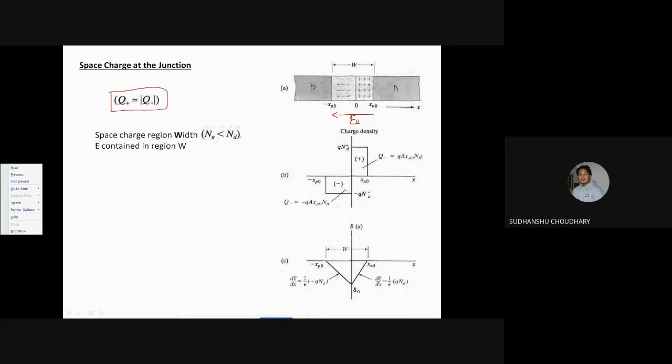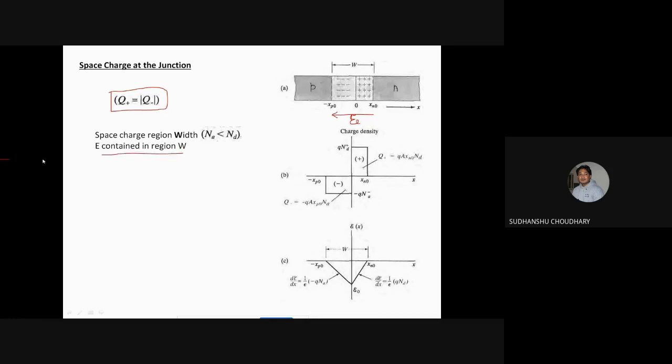If these two charges are not equal, the electric field may not be contained inside this region. Maybe the electric field may also be present in the p-type region, or maybe in the n-type region, depending upon which type of charge is smaller. Because the electric field terminates at the positive terminal and ends at the negative terminal. So if the number of negative charges, the acceptor ions, is smaller compared to the number of donor ions present here, then this electric field will not be contained in this region.